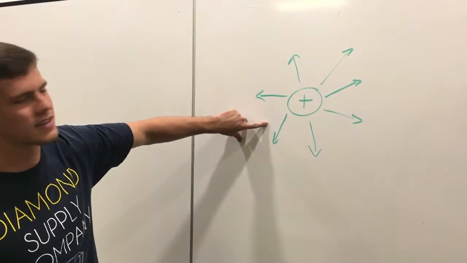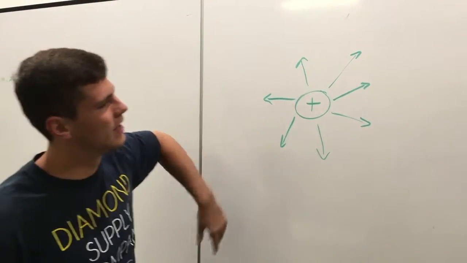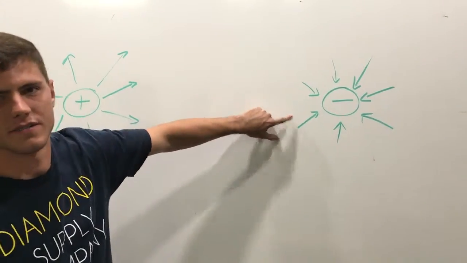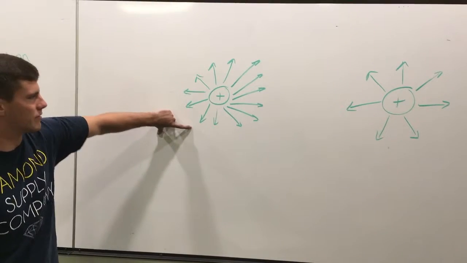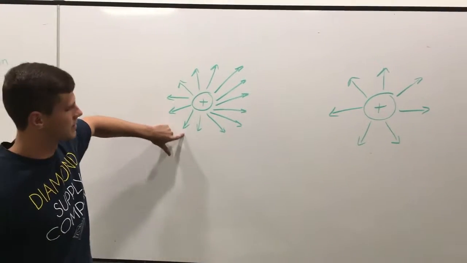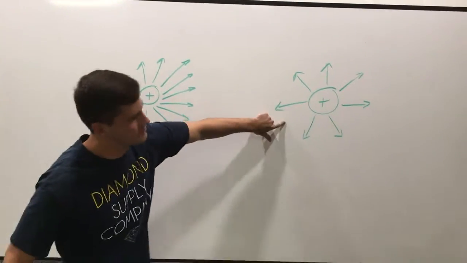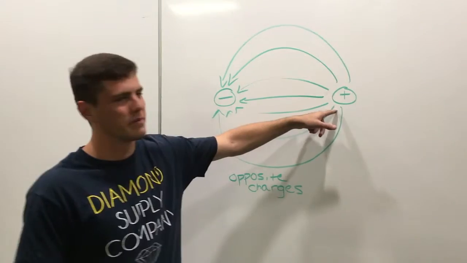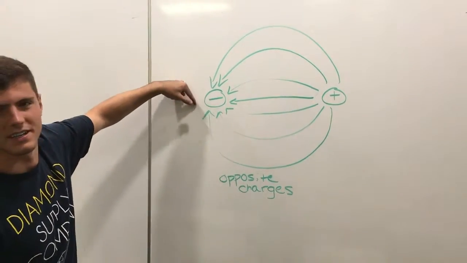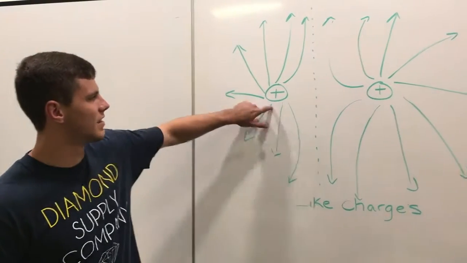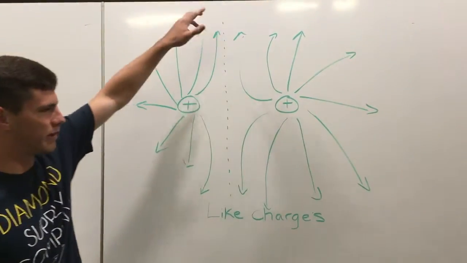On a positive charge, the electric field lines are going outward, and on a negative charge, the electric field lines are terminating at the charge. A greater density of electric field lines represents a stronger electric field, so this one has a stronger electric field than this one. When we have opposite charges, the electric field lines will go from the positive charge and terminate on the electron. When there are like charges, the electric field lines will repel each other.